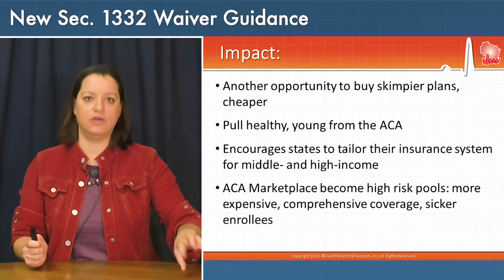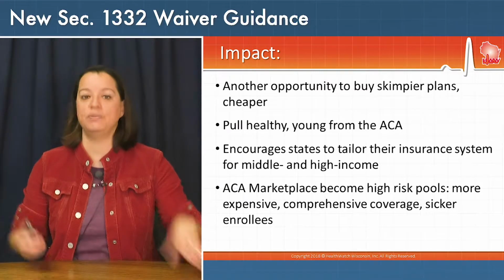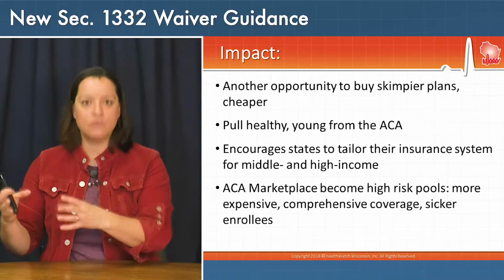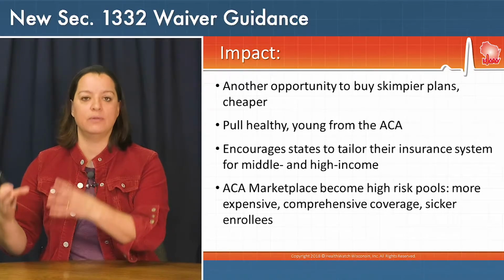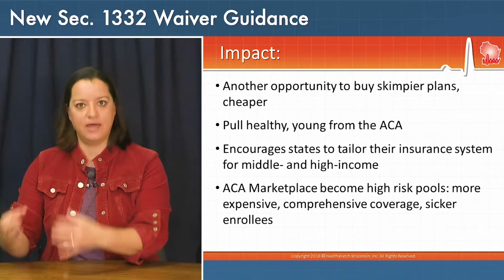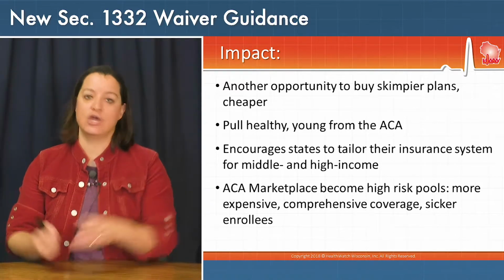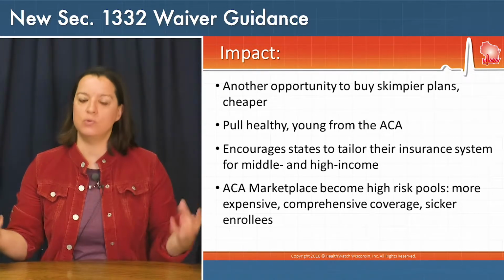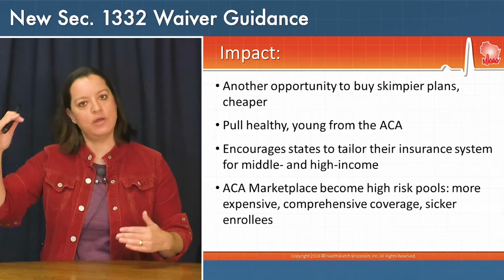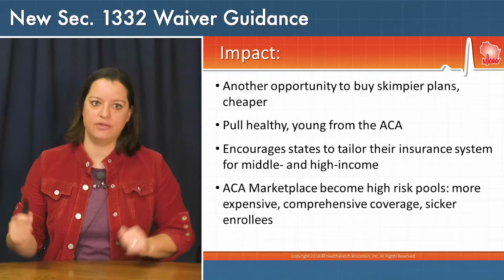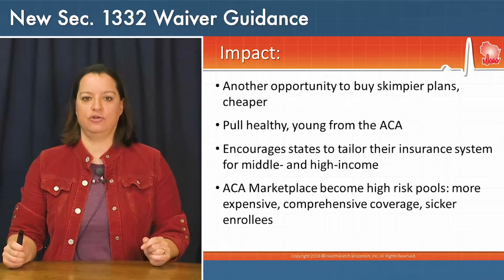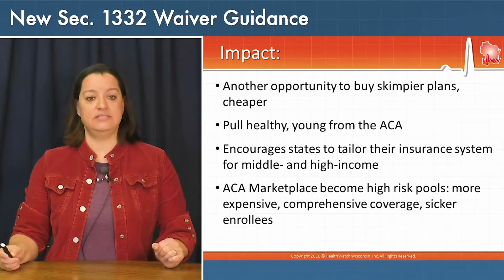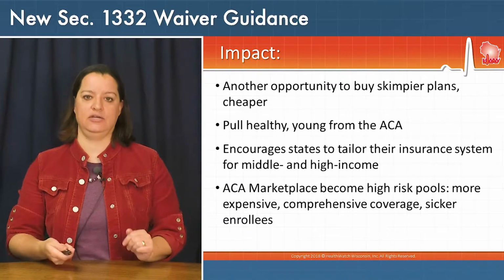So you're pulling the healthier and the wealthier out of the Affordable Care Act marketplace, leaving that as your high risk pool. That cost continues to go up. Those are the sicker people, pre-existing condition people clustered together without the healthier, the younger, that can help spread that risk. So it's going against the basic concepts of insurance. You're pulling people out of the pool, creating two pools instead of one big pool, and risk is going up in one and risk and cost is going down in the other. This is encouraging states to tailor their insurance system towards the middle and higher income consumers, and the ACA marketplace overall continues to get sicker.